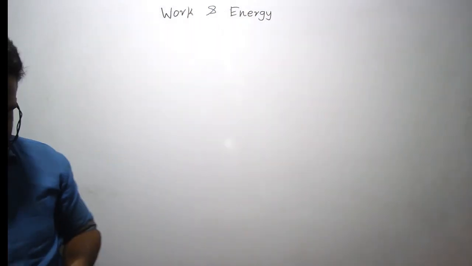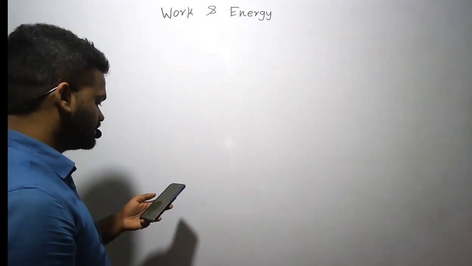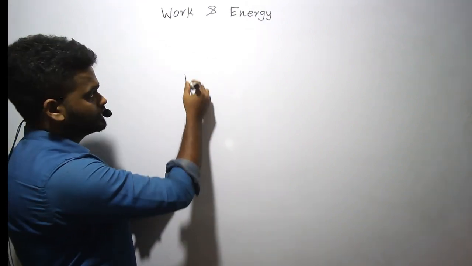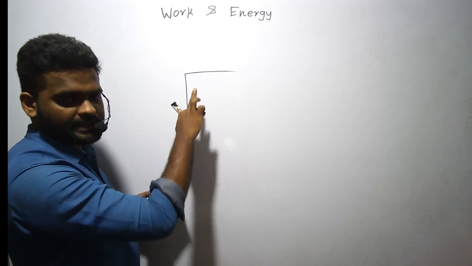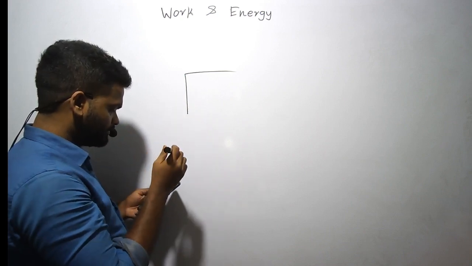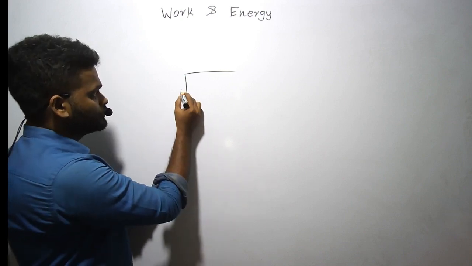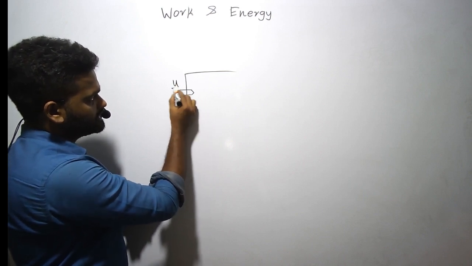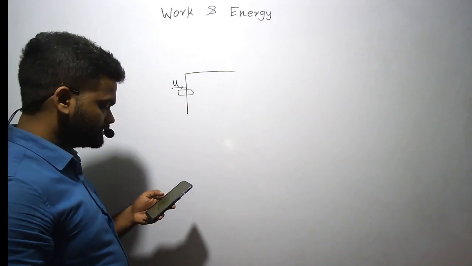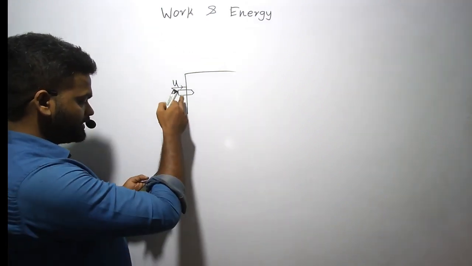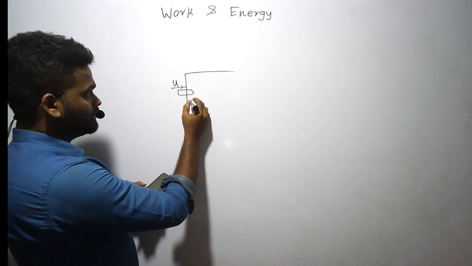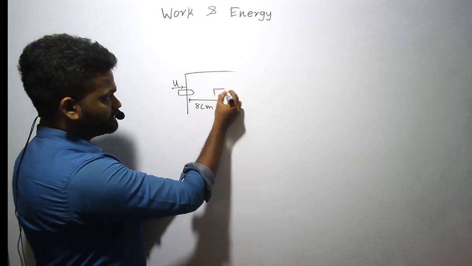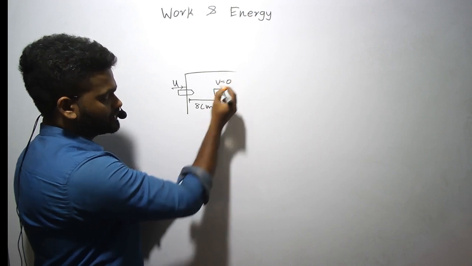Right. Let's see. So that's a simple question. We have a target, right? The target does not move, it is a static target. So a bullet comes and hits the target. What they ask is the velocity with which it hits the target. It penetrates this 8 centimeter distance, right? Then inside it stops. So here what has happened?